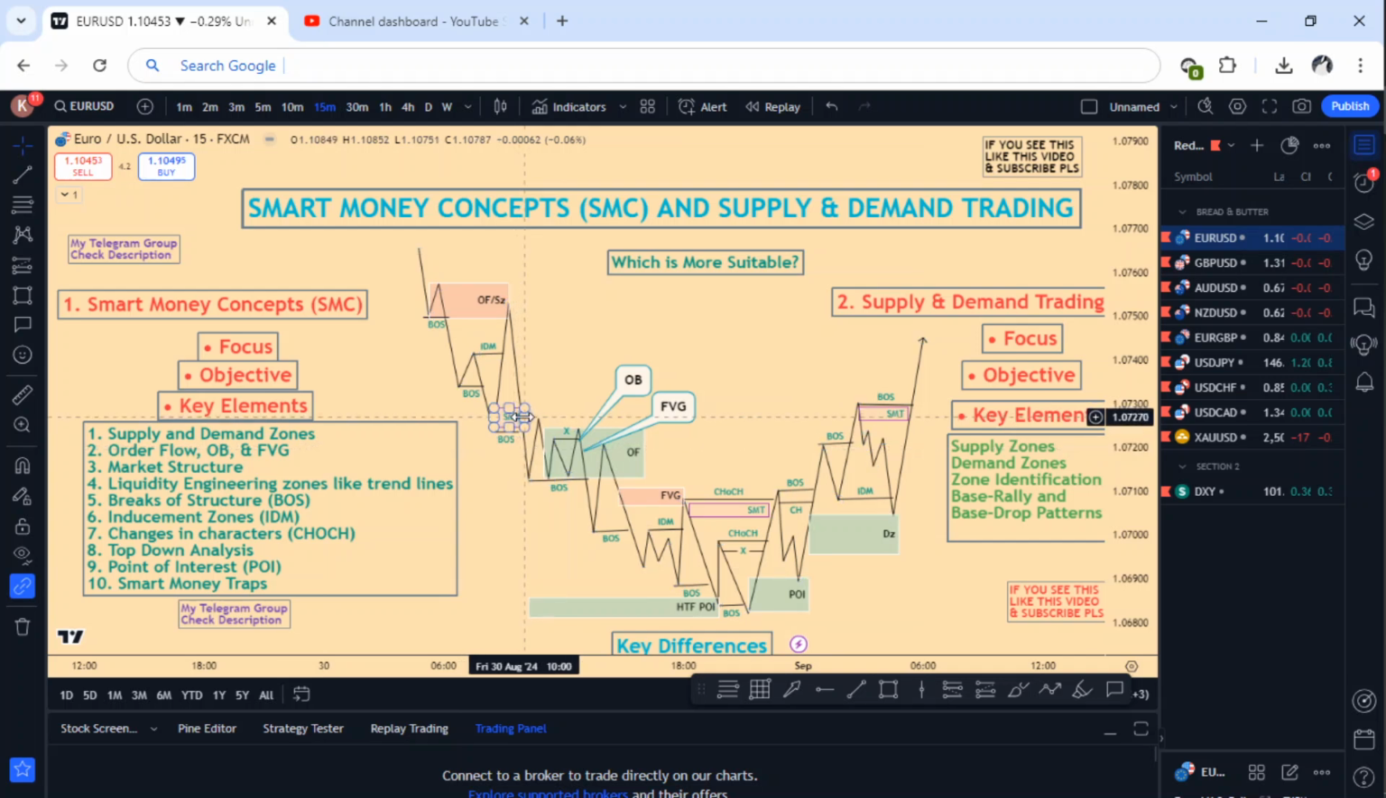So you cannot buy here because you will be assuming that this would be a change of character. Of course it works on some occasions, but on most occasions you will just be liquidated and turn to other liquidities. Now there's another base here and then a drop. So for the supply and demand, this would be identified as a base.